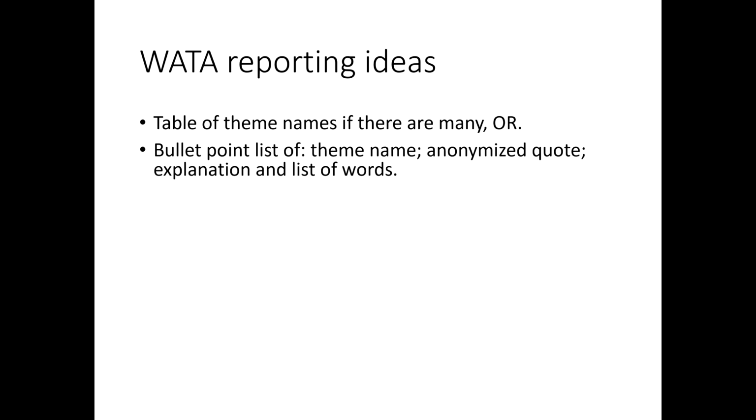When you finish the word association thematic analysis, you might need to report it in a journal article or other type of report. So I'd recommend a table of theme names if you have a lot of themes. Sometimes we get really large numbers of themes, so reporting in a table is suitable, but usually there are fewer themes and it's appropriate to report a bullet point list of the themes. And I'd recommend including the name of the theme, an anonymized quote, important to anonymize for privacy reasons usually, and then an explanation and a list of associated words from that theme.